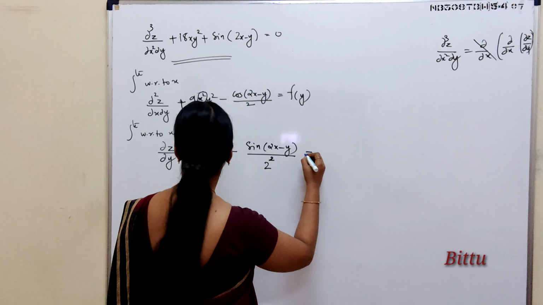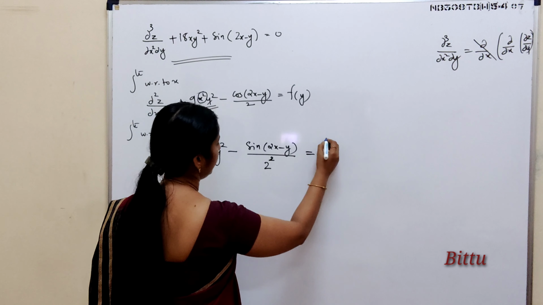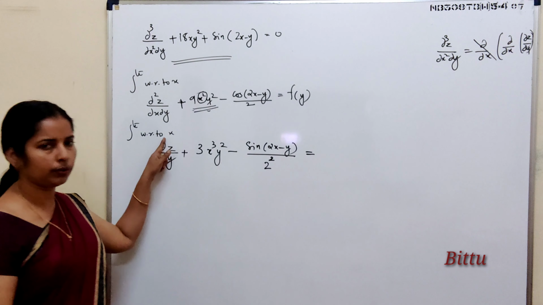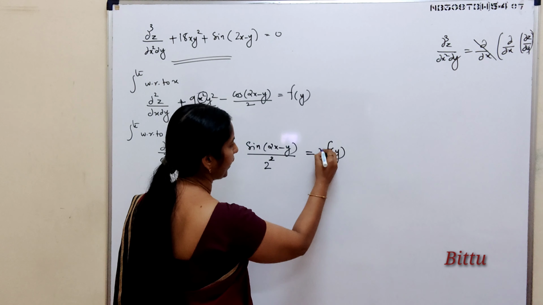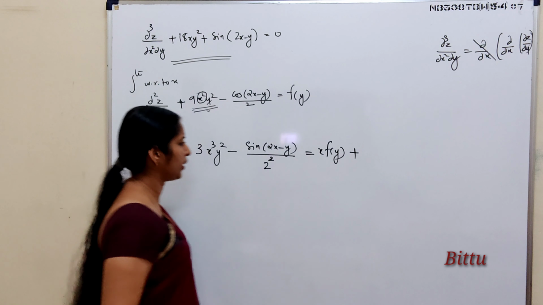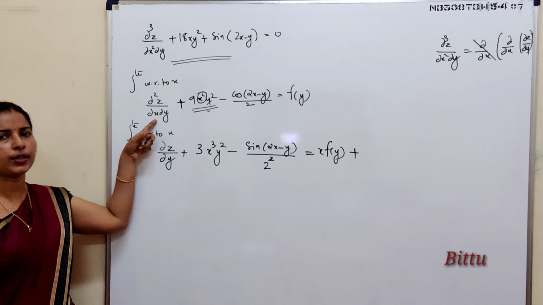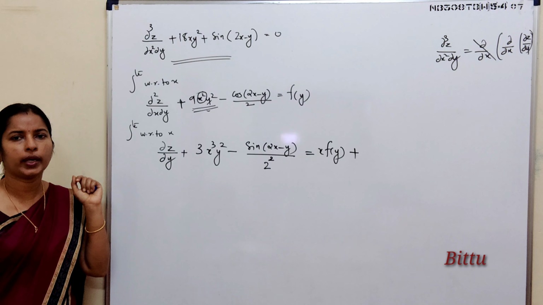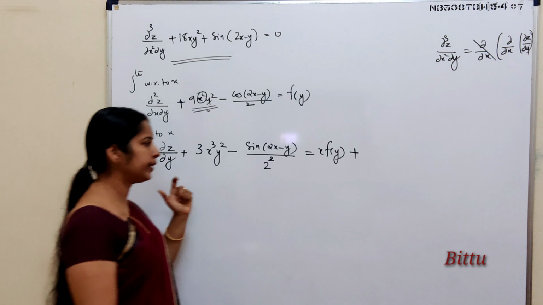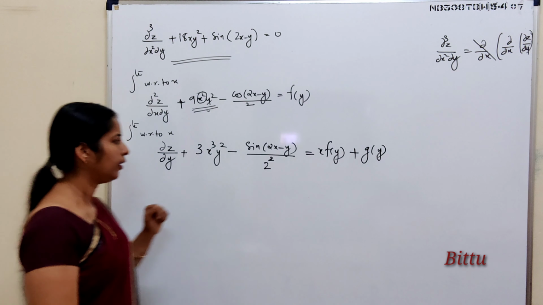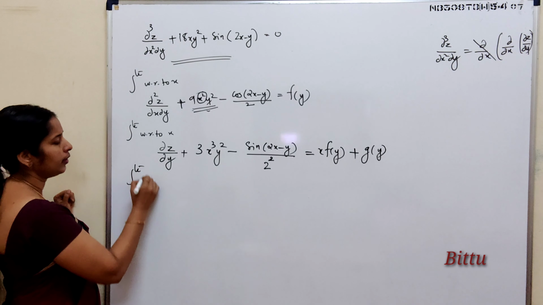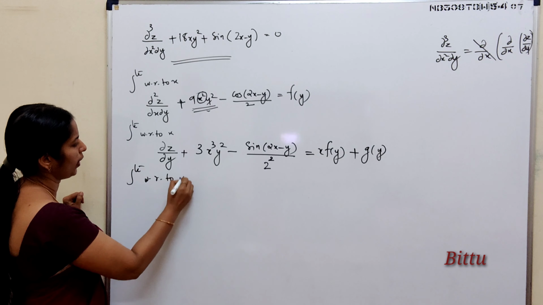Is equal to, we are integrating with respect to x. So what is its integral? See, f(y) is a constant, into x plus an integration constant. While differentiating partially with respect to x, we kept y as a constant. So this constant may contain y, that will be g of y. Again integrate with respect to y.